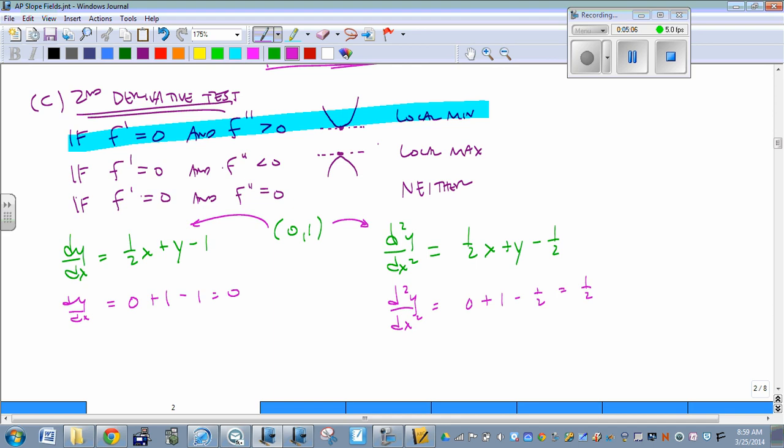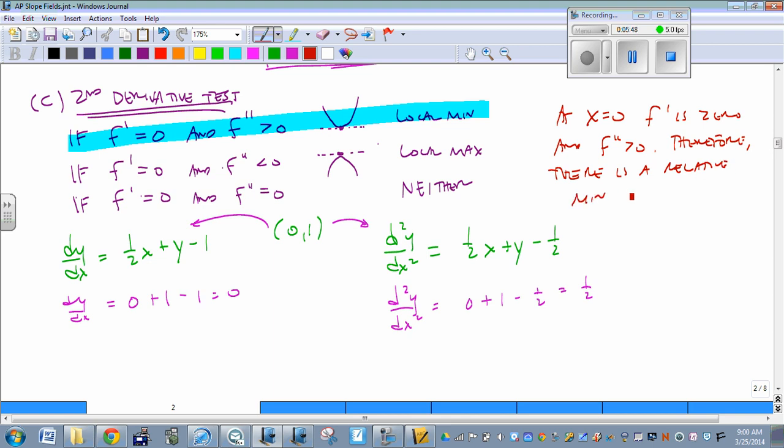And this is what it's talking about with the justification. You need to kind of explain why. You have to check the second derivative and the first derivative. And it doesn't hurt to write it out in your explanation. At x equals 0, the first derivative is 0, and the second derivative is greater than 0. Therefore, there is a relative or local minimum at x equals 0.